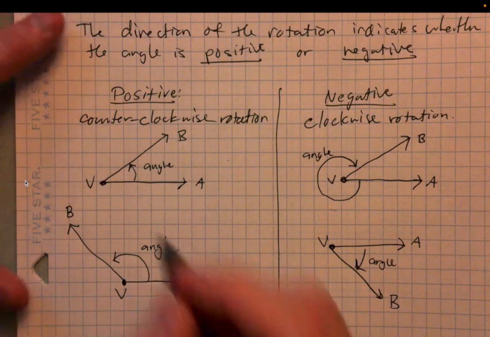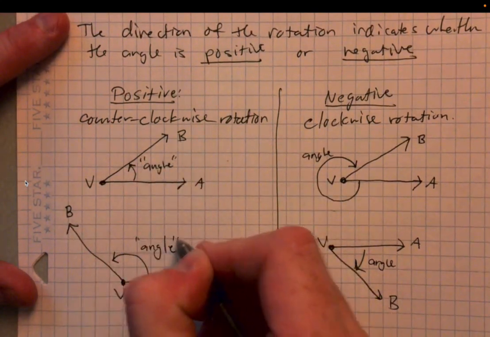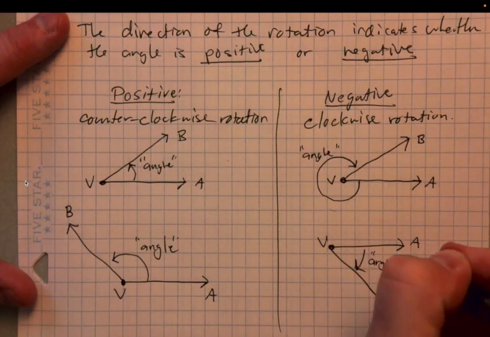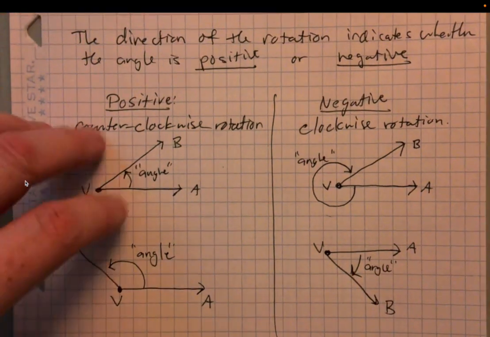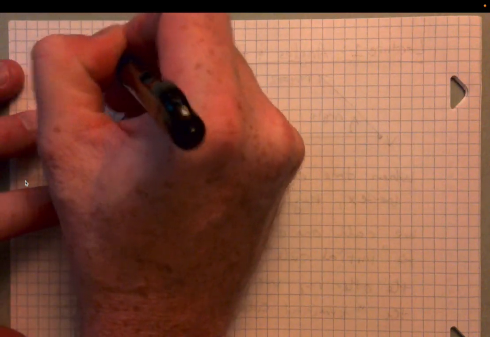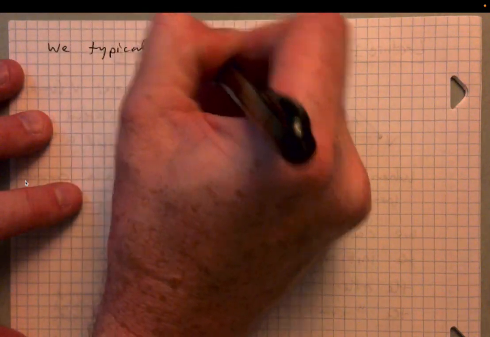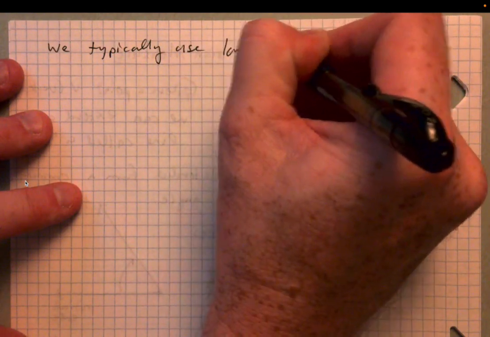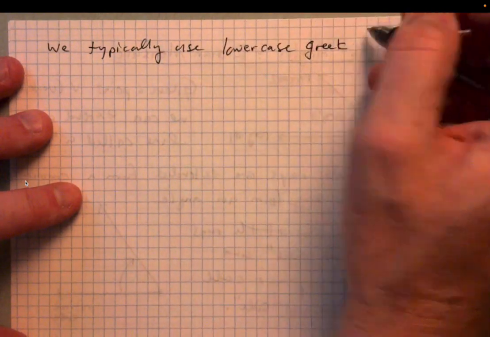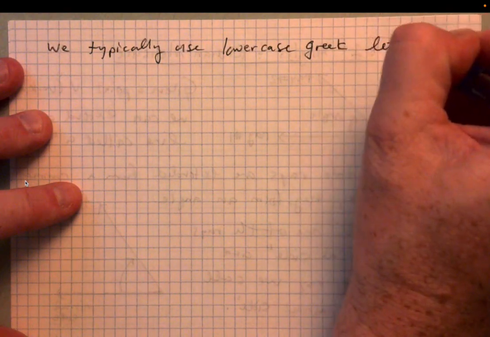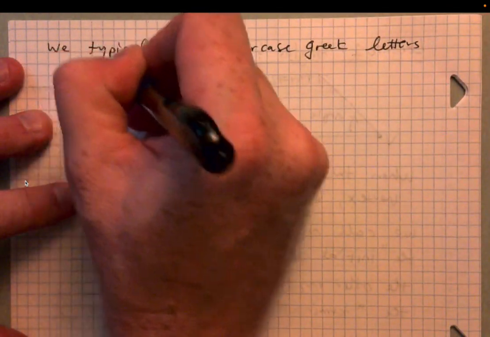Okay, now you'll notice here I'm denoting angles with the word angle. That's not how we want to do it going forward. The convention in trigonometry with regard to angles is to denote them using lowercase Greek letters. So we typically use lowercase Greek letters to indicate an angle.